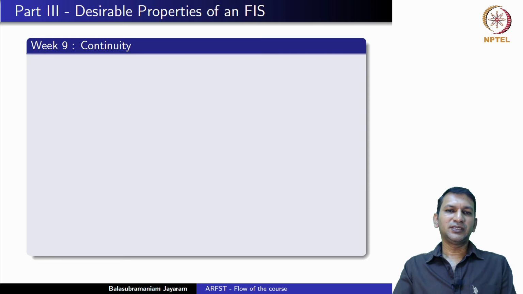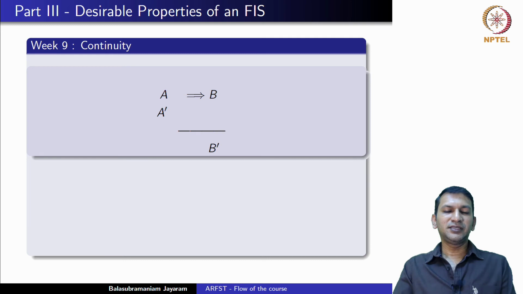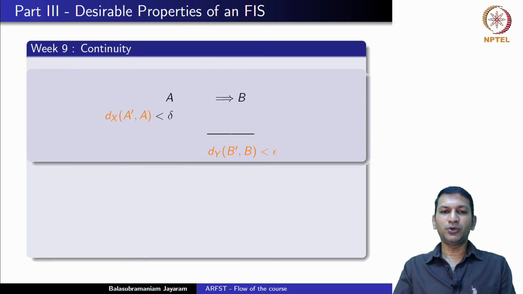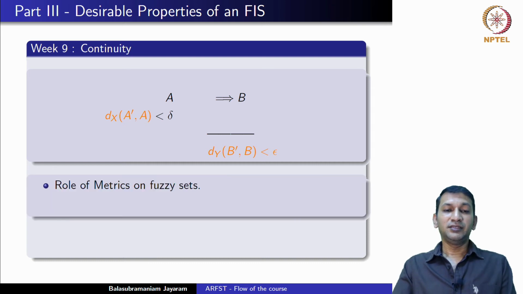The next property that we will discuss of a fuzzy inference scheme is that of continuity. Once again, consider this general schema. What we mean by continuity is, the given input A dash, what if it is close to A? Would we get an output that is also close to B? That is, if A dash is close to A with respect to some distance or metric that we have in mind, will B dash also be close to B with respect to some metric or a measure? Clearly, this shows the role of metrics over fuzzy sets.